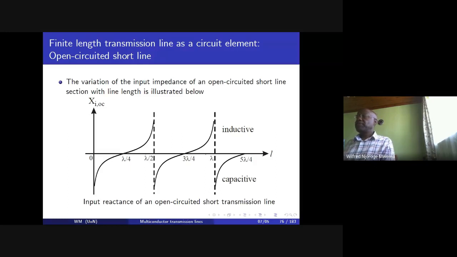Strictly speaking, I'm sure you have seen this kind of diagram before when you were dealing with Foster and Cauer lines when making filters. So the variation of the input impedance of an open circuit short line section with the line length is illustrated as shown. If the line is quarter lambda, we see that the input impedance will be seen as 0. If it's a half, it will go positive, and then we have those things, just like the tangent or cotangent expression that we have up there.